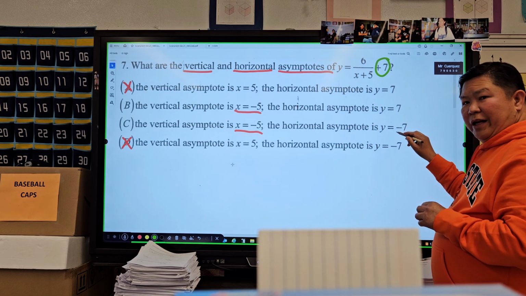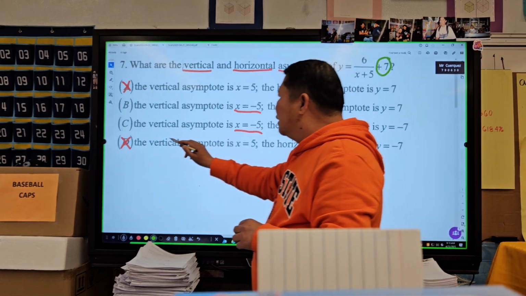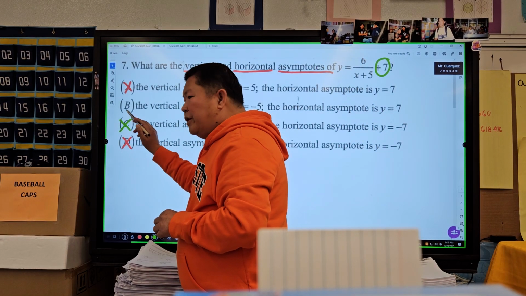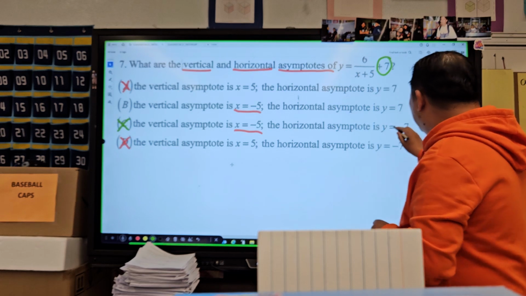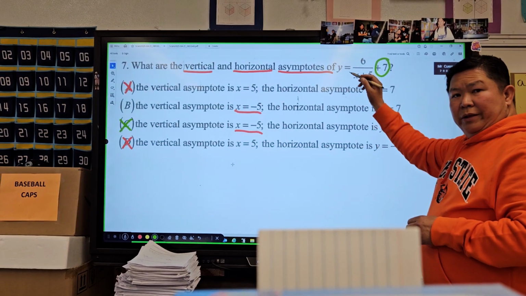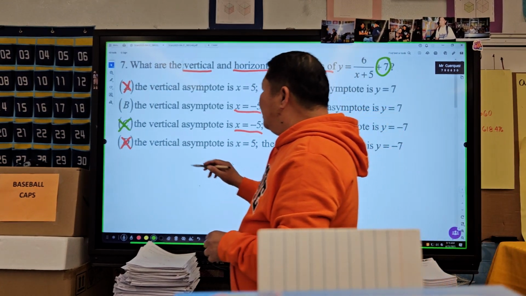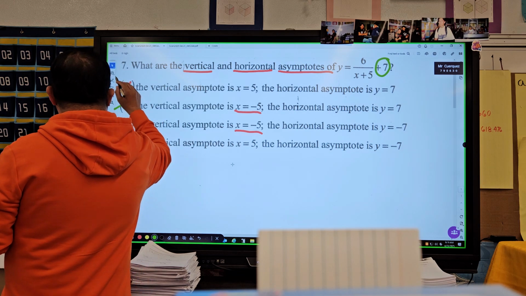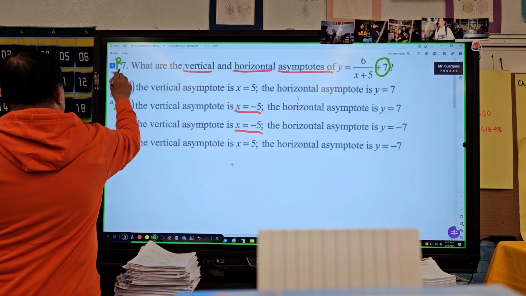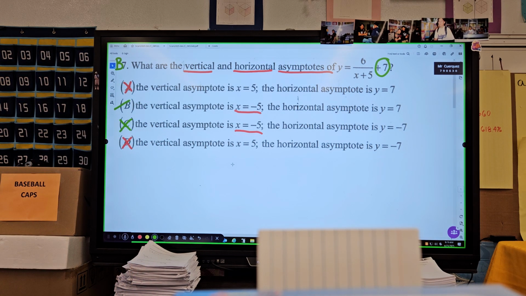Is this a candidate? No. Letter C is not a candidate. So therefore, y equals 7 is the horizontal asymptote. So letter B is the right answer. Any question, guys? Any question?